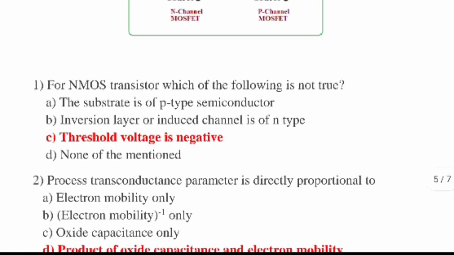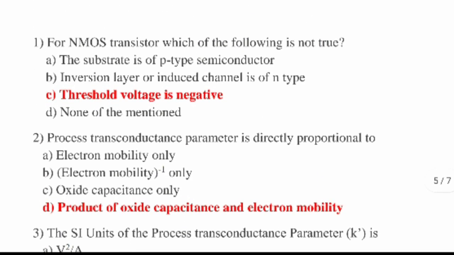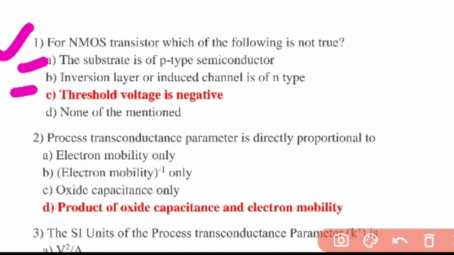Now question number 1 for MOSFET. For NMOS transistor, which of the following is not true? Option A, the substrate is of P-type semiconductor. Option B, inversion layer or induced channel is of N-type. Option C, threshold voltage is negative. And option D, none of the mentioned.